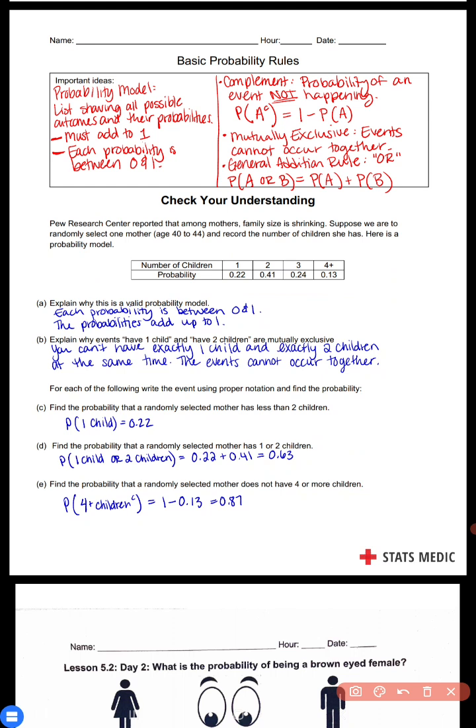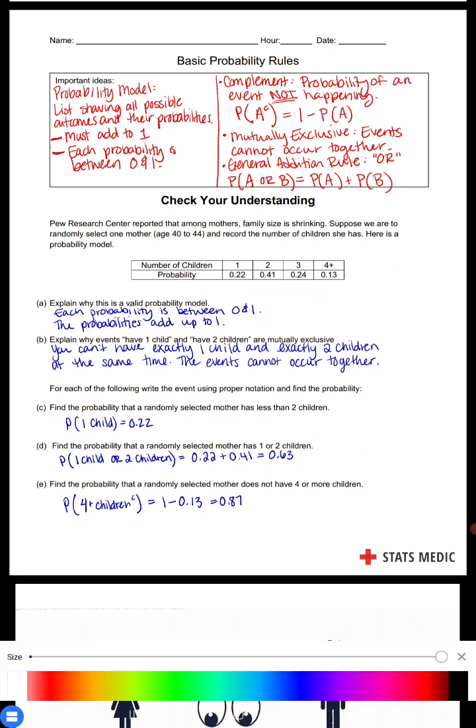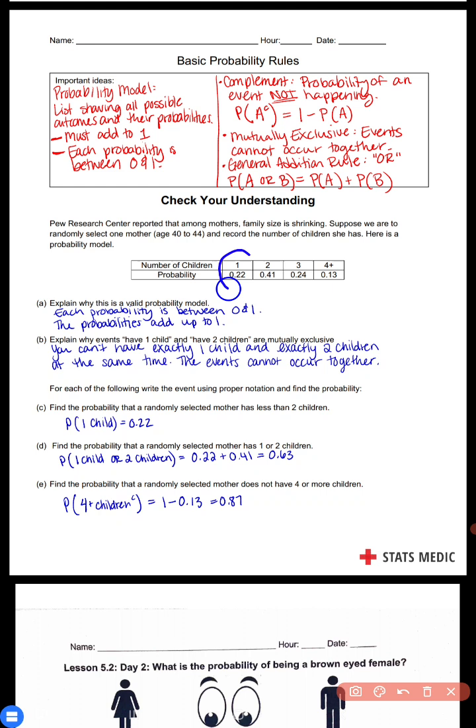Part C says this. Find the probability that a randomly selected mother has less than 2 children. Well, on this model, less than 2 falls right here. So the probability of having 1 child is 0.22, or you could have written that as 22%. That's just a personal preference, completely up to you. I do want you to notice the notation here. Whenever you see a capital P, that stands for probability. You will see that in your homework. They won't always spell out the word probability.